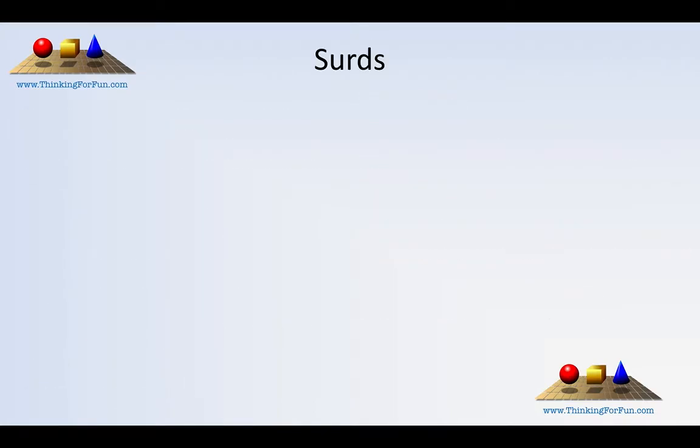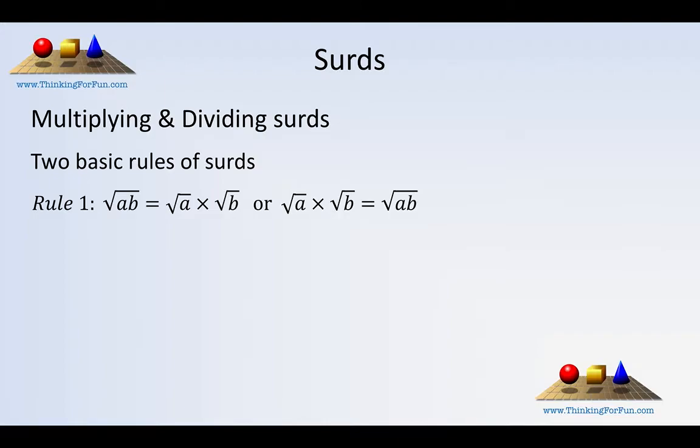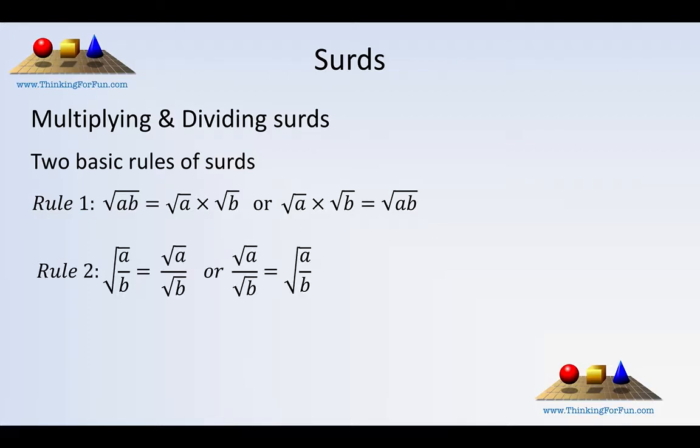Now let us have a look at multiplying and dividing surds. There are two rules to consider when trying to solve any problem involving either multiplication or division of surds. The first rule states that the root of a times b is equal to the root of a times the root of b. The second rule states that the root of a divided by b is equal to the root of a divided by the root of b. The two rules are displayed on screen in the normal way and in reverse.